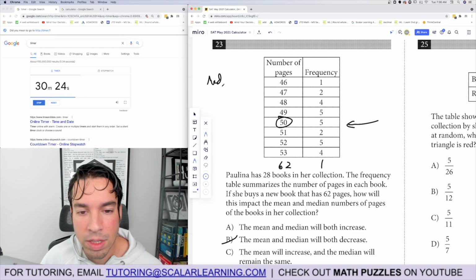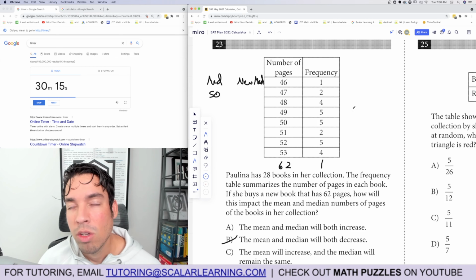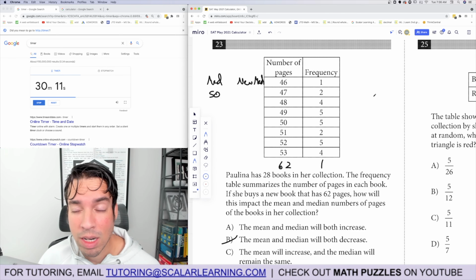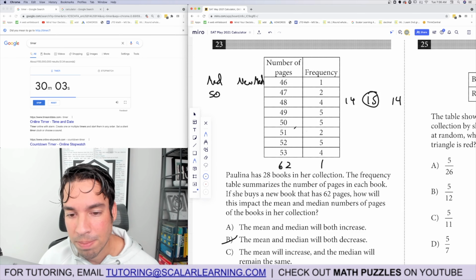So old median is 50, new median. Okay, so now we have 29 values. So now there's an odd number, and the median's going to be right in the middle of 29, which is the 15th value. Why? Because then we have 14 values on the left side, 14 values on the right side, right? It's 28 plus the middle is 29.